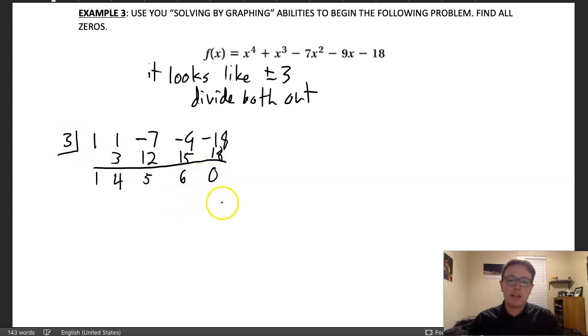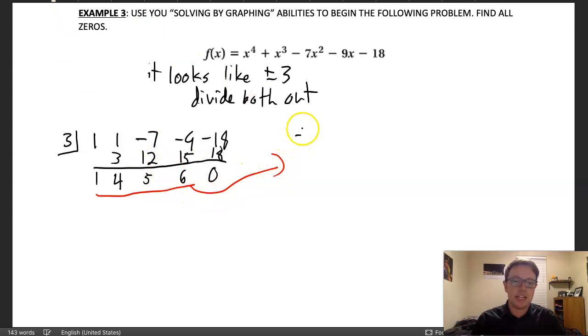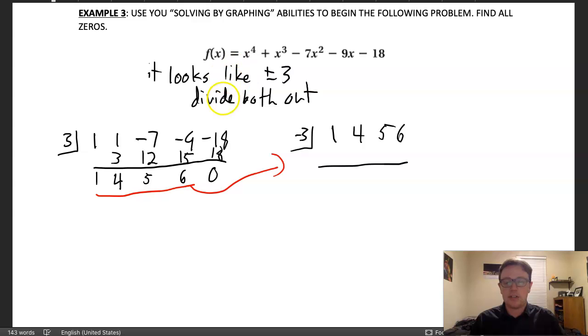So we factored out the 3. What we're going to do is we're going to use these values here, so all of the numbers from our division, for the second time. Because we already factored out the 3, we're going to factor out the -3 as well. So to factor out the -3, we're going to pull in 1, 4, 5, and 6, as opposed to our original values, because we already factored out the +3.